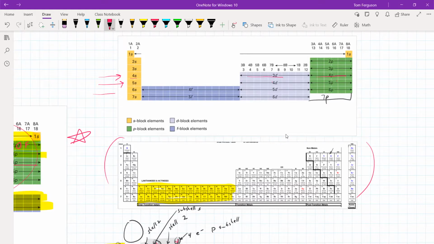Notice shell 6. We have the f's introduced, and the f's are 2 levels down from the 6. So it goes 6s, 4f, 5d, 6p. 7s, 2 down, 5f, 1 down, 6d, 7p. Okay. All right, so what would that look like?